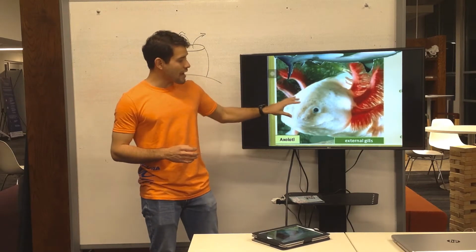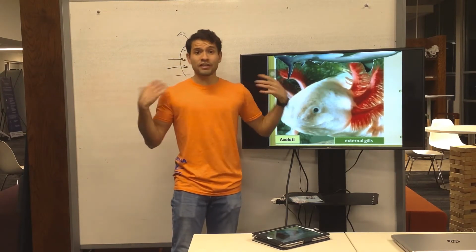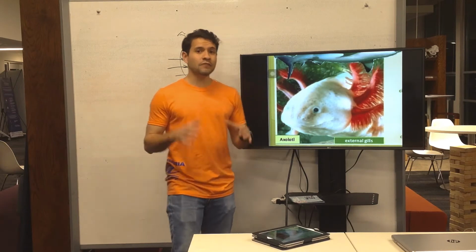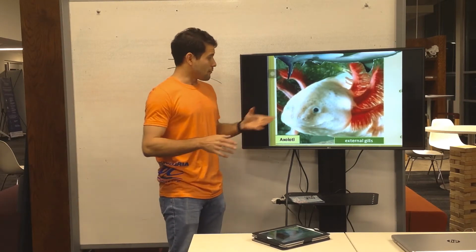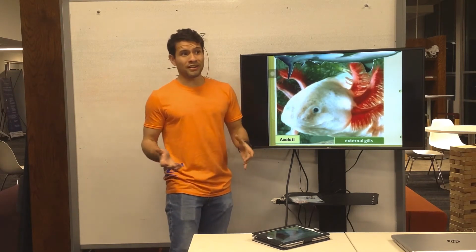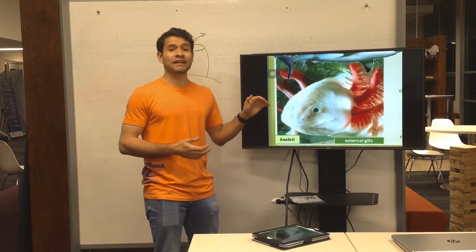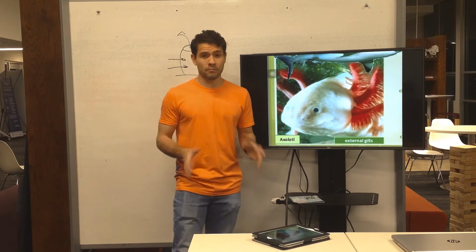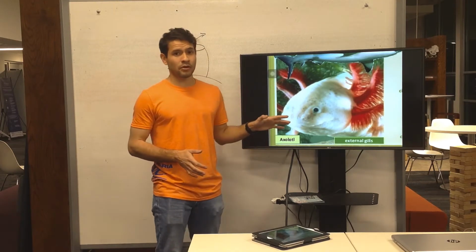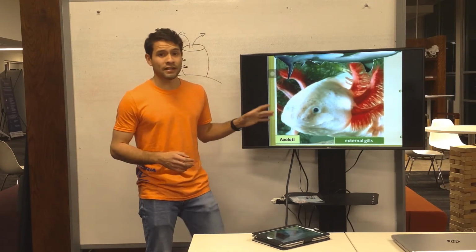Now, you can see that the axolotl has the gills on the outside. It doesn't have anything protecting them. Maybe he's just not caring about his gills getting damaged, or maybe he's taking advantage of the fact that he can regenerate any part of his body. That's one of the great things about the axolotl. That's why he's so fascinating and amazing.